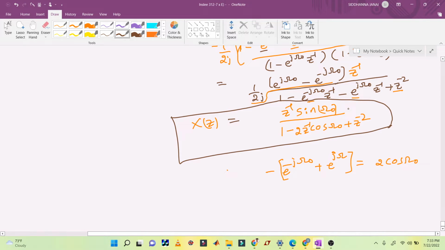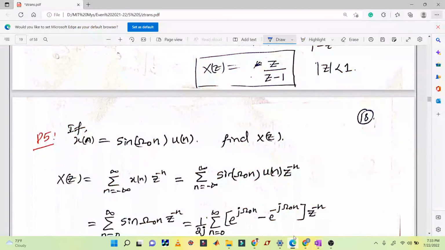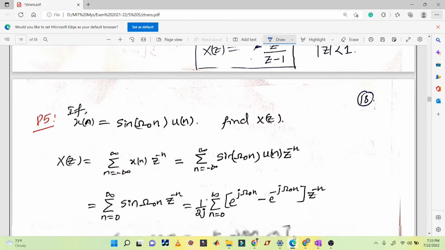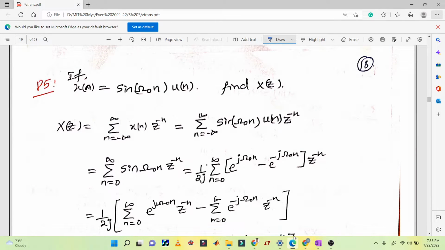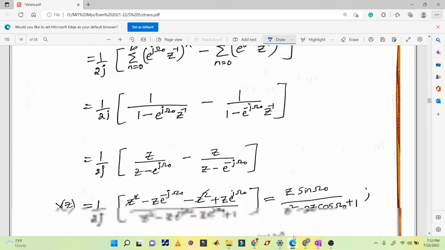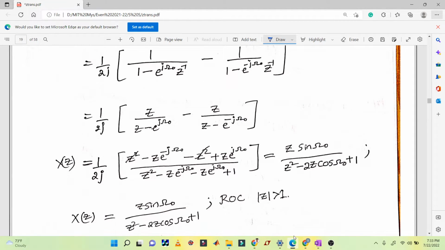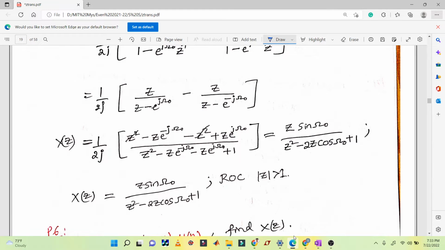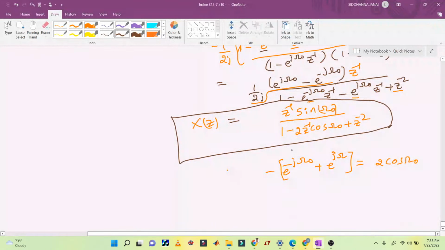And this you need to remember. It is not only asked for solving this problem; using this problem, there are many other problems we need to solve. That's why you need to remember what is the z transform of sine omega naught n u of n. So this is what I have solved now. Instead of writing z inverse, here z square can be taken as common. Okay, we can write in that way also.